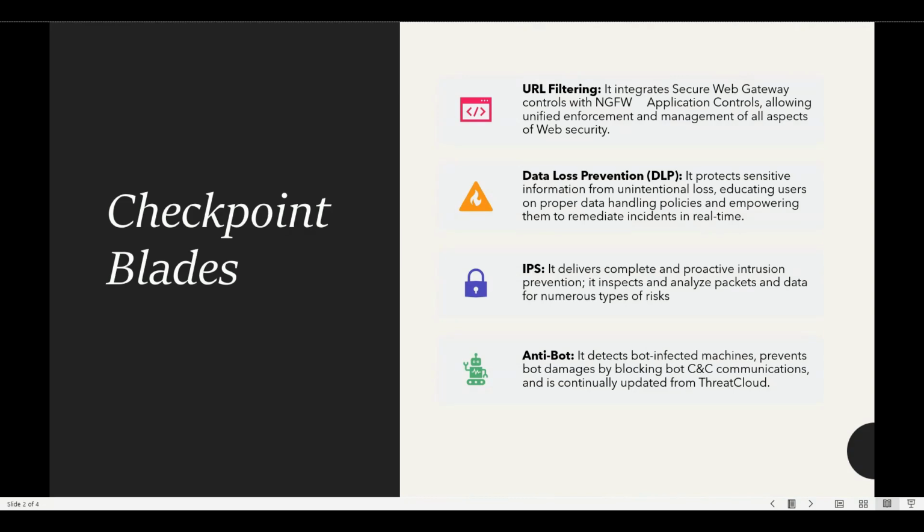Next Checkpoint blade is URL filtering. It integrates secure web gateway control with next generation firewall application controls, providing enforcement and management of all aspects of web security. Next one is DLP. It protects sensitive information from unintentional loss, educating users on proper data handling.